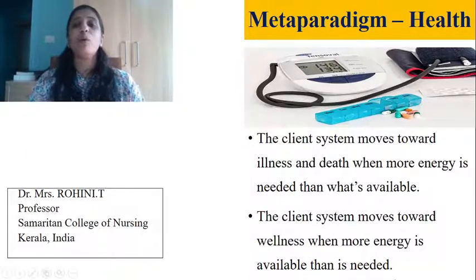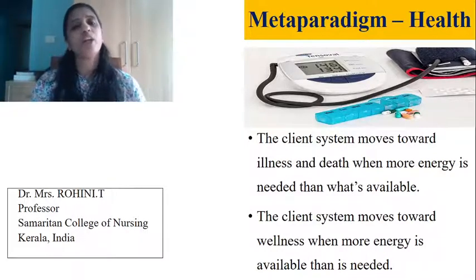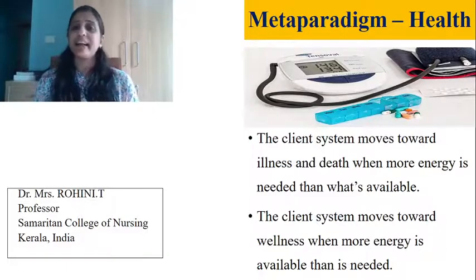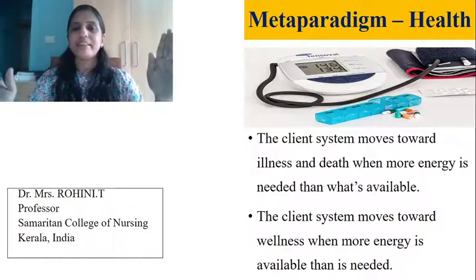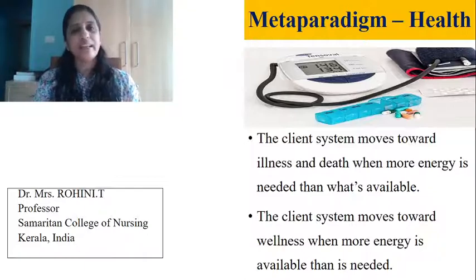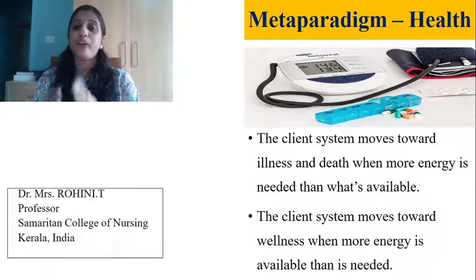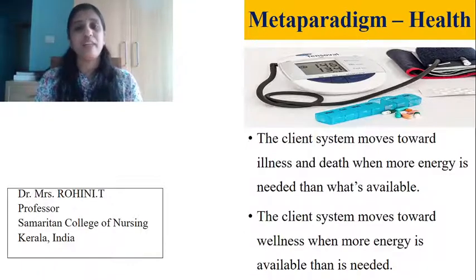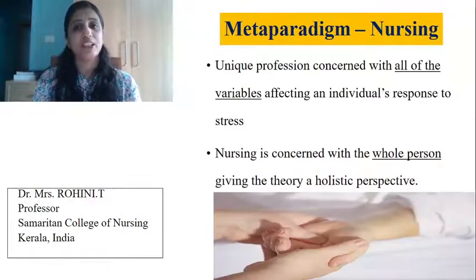What is wellness? When more energy is available than needed. Say, for example, I feel healthy. I have finished all my normal routines. Now I have more energy to do something extra or to do some exercises or to do some social work. That is called wellness. So Neumann equates health on a continuum. Wellness, illness. Always it keeps on changing. What is wellness? When everything is in harmony, you call that wellness. When more energy is available, you are moving towards wellness. When you need more energy than what is available, you are moving in the direction of illness.